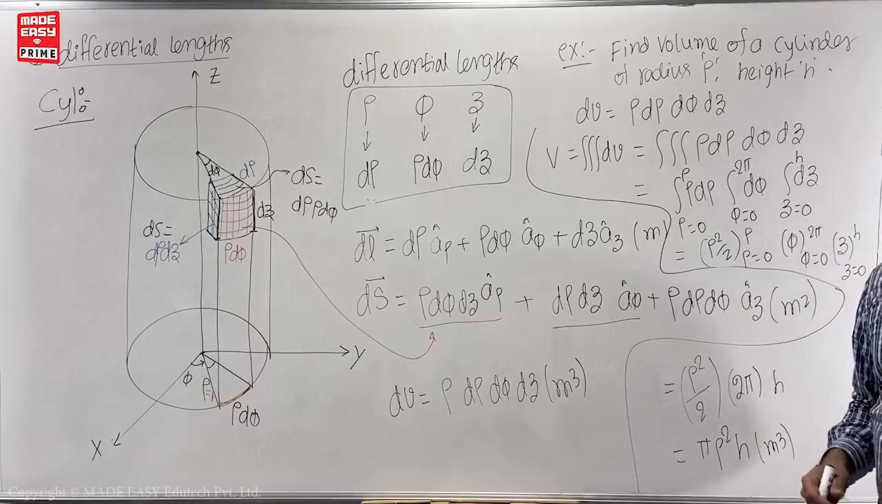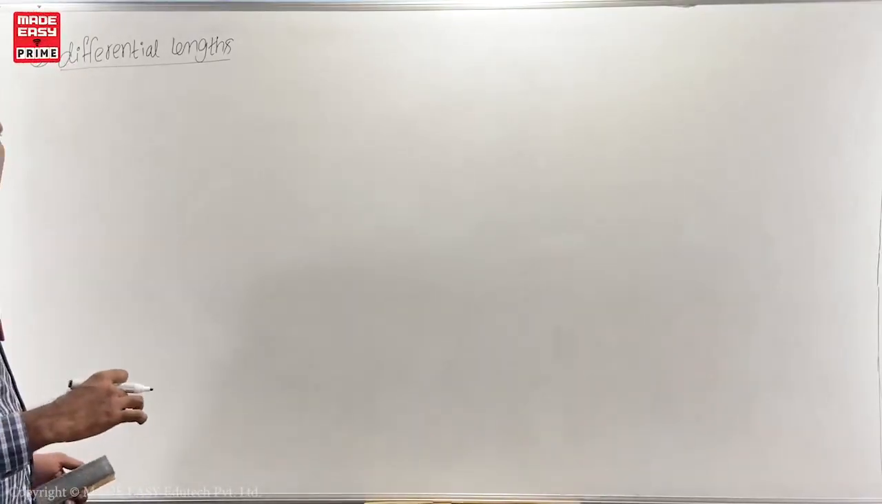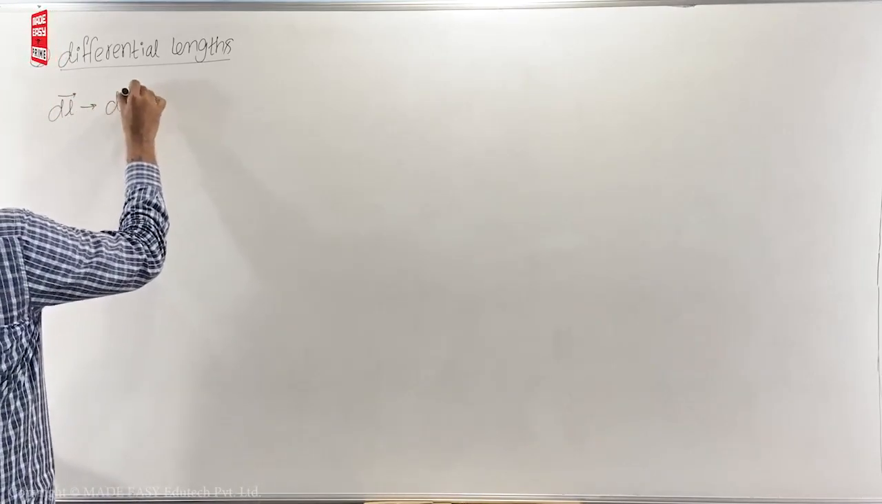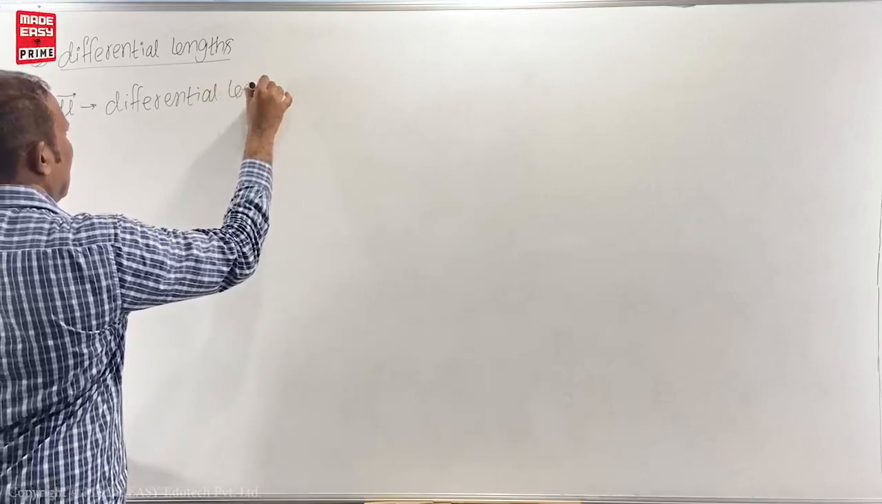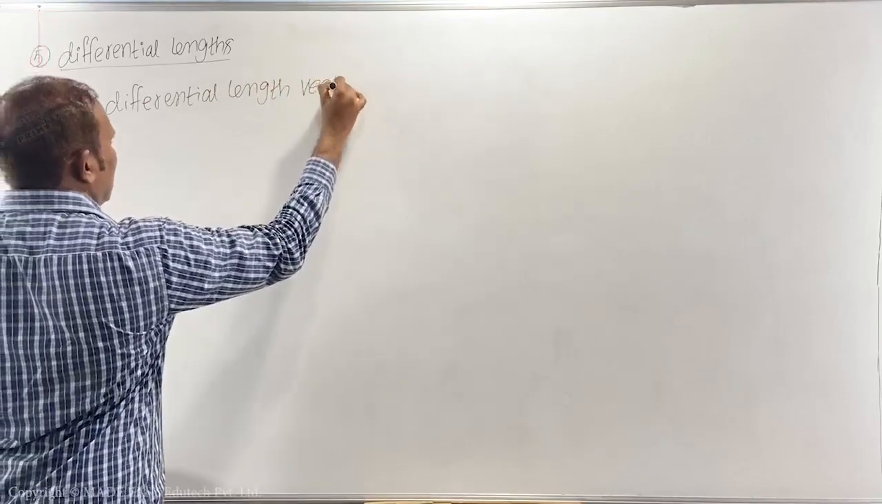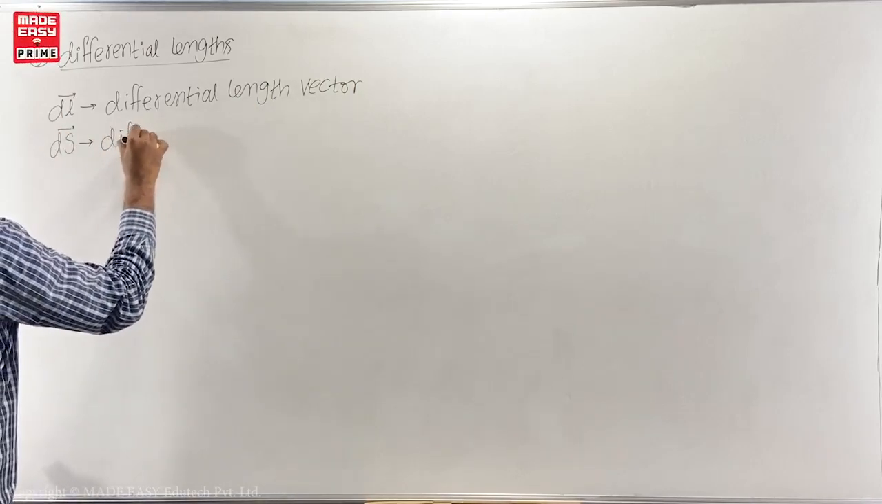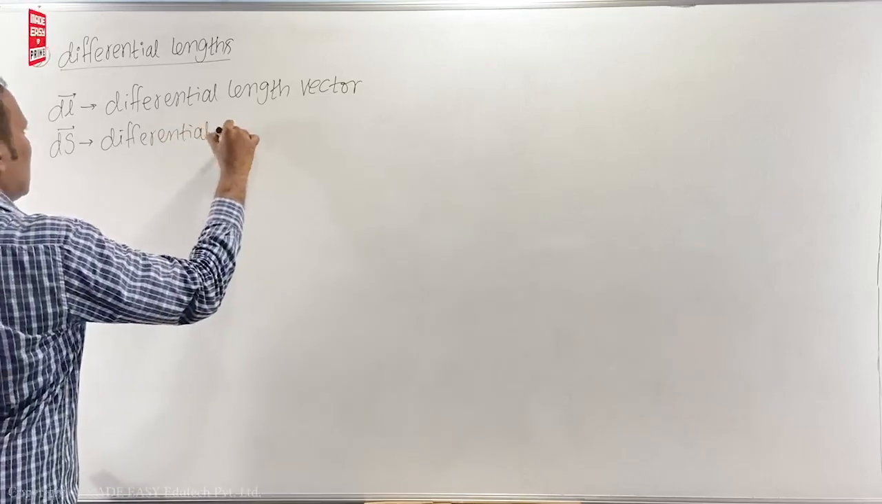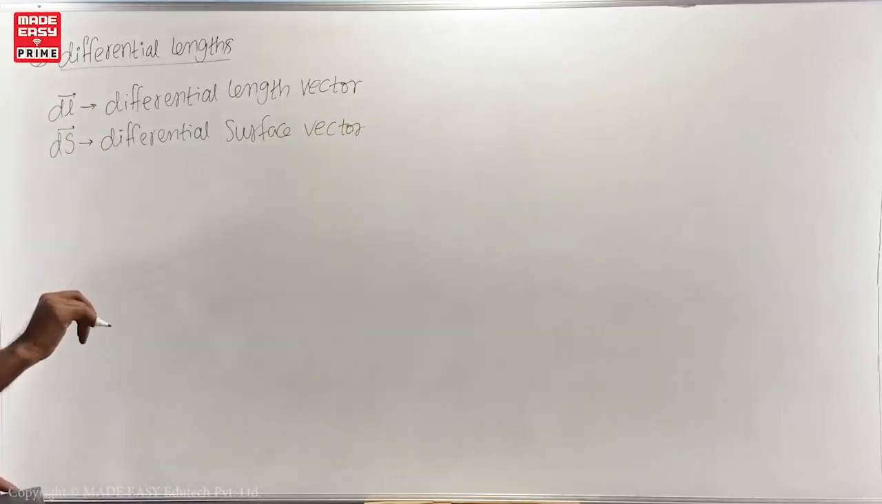Now we have to discuss the spherical system. So students, now let us discuss differential lengths also, and we will discuss the dl bar equation. That means dl means differential length, bar means vector. So we will discuss ds bar, that is differential surface vector.